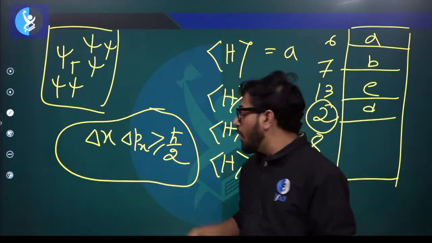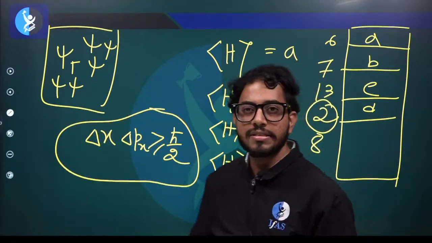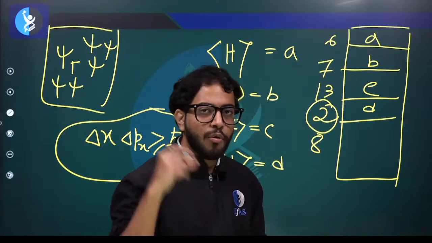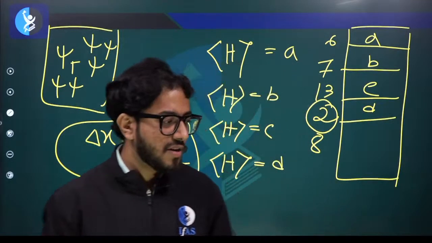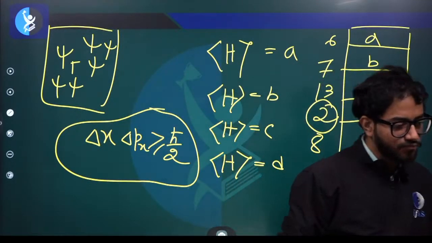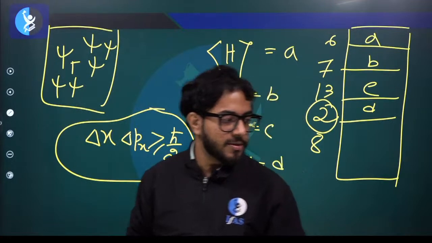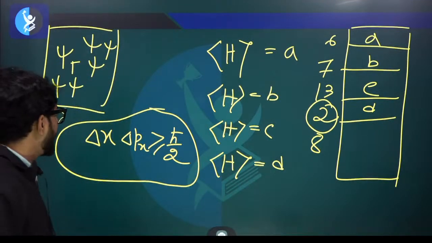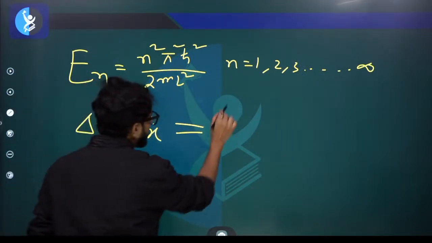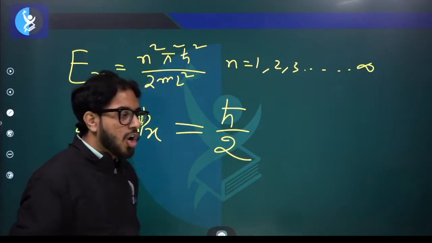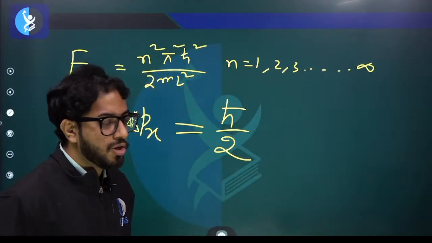But could you please tell me which wave function is more eligible? If I ask you to guess a wave function which satisfies all these things, which wave function will you think of first? What is the very quick choice? You can get the answer if you know which wave function exactly satisfies the uncertainty principle. For which wave function is delta x times delta px exactly equal to h cut by 2? Do you know this?